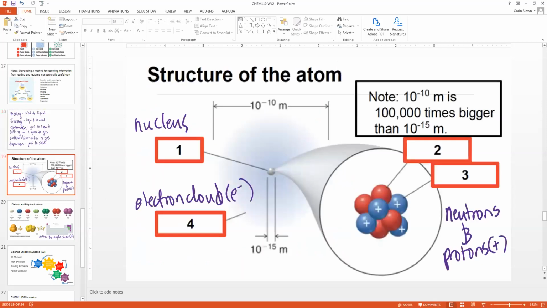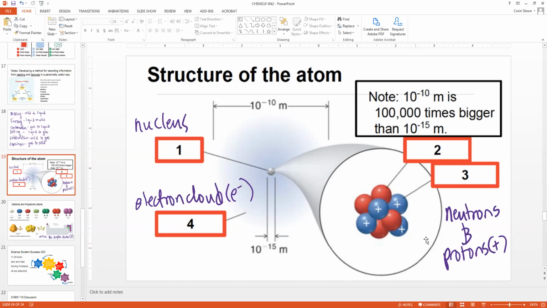We also want to make sure that when we look at models of an atom, we have an understanding of how big its components are. So for example, if we're looking at the nucleus, that's typically 10 to the negative 15th meters, whereas the whole atom would be 10 to the negative 10th meters. And it's really important that we note here that 10 to the negative 10th meters is 100,000 times bigger than 10 to the negative 15th meters.